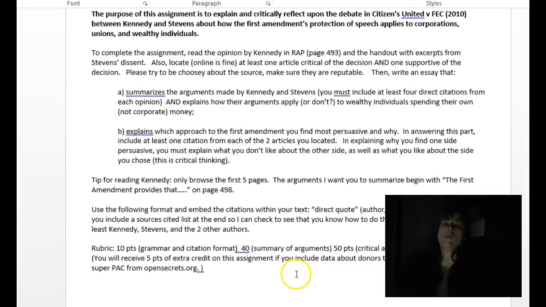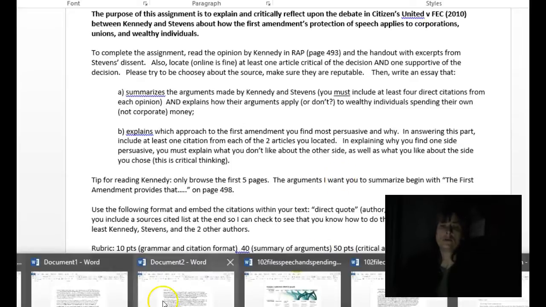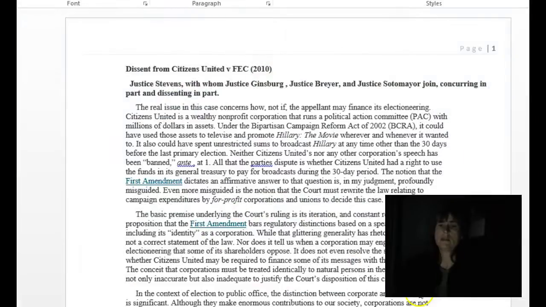Now, I want to just quickly show you the Stevens at the very least, because I did this with my face-to-face classes, and some of the students said, I don't know what I'm reading. I don't understand this. And really, it's not that hard. What you need to make sure that you're not doing is getting lost in the forest for the trees.